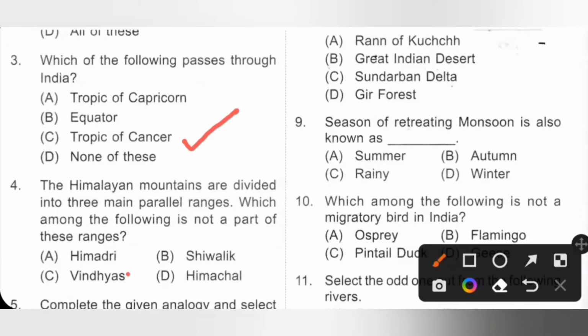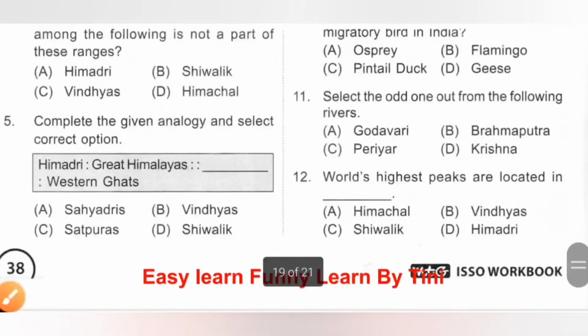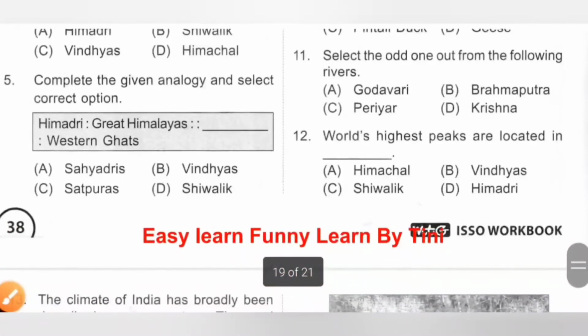Fourth one, the Himalayan mountains are divided into three main parallel ranges. Which among the following is not a part of these ranges? Option A, Himadri. B, Shivalik. C, Vindhyas. D, Himachal. So Vindhyas are the ranges of southern India. Option C is the correct answer. It is not a part of Himalayan mountain ranges.